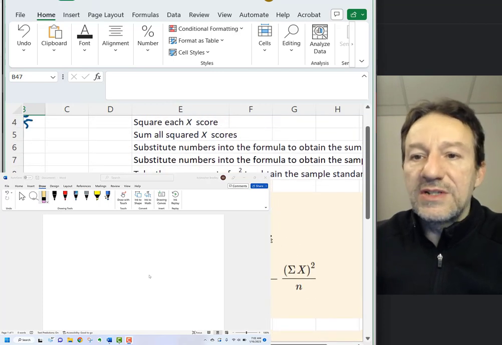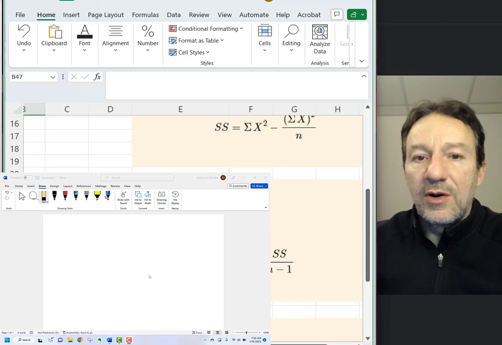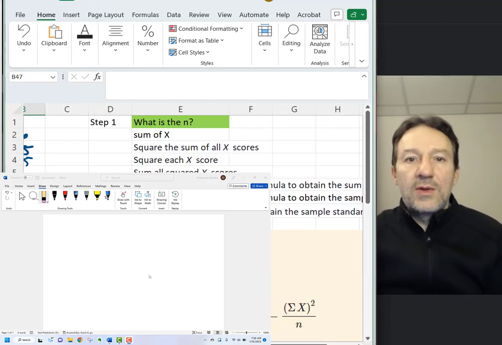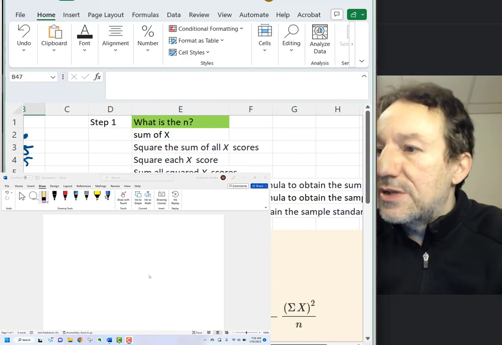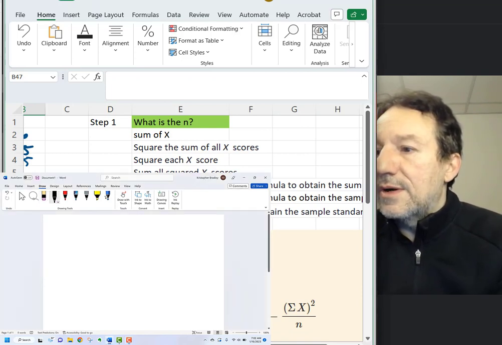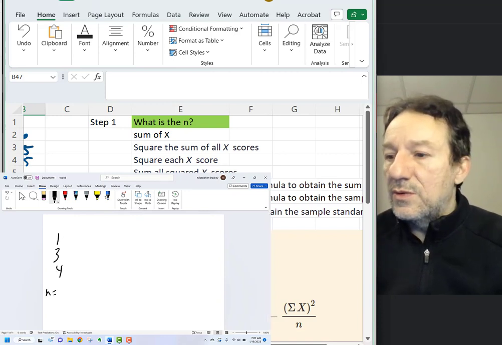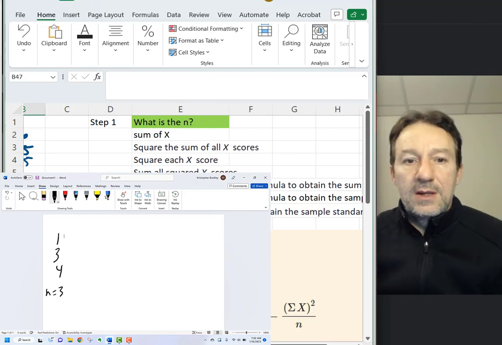So we're going to do the whole sum of squares thing. Then we are going to do the variance, and then we'll actually get to the standard deviation. So let's say I have a distribution or sample. Sorry, let's say it's 1, 3, and 4. The first thing we're going to do, what is the n? N equals 3. So that's step 1.